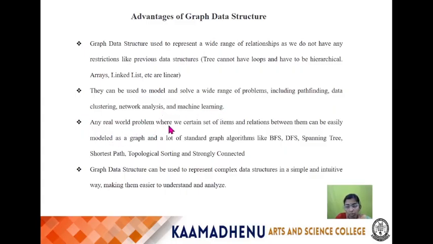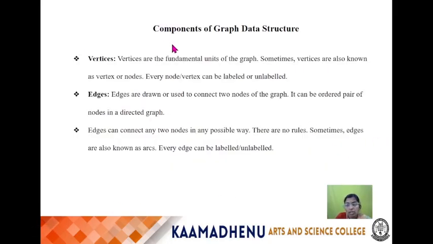Any real world problem where we have a certain set of items and relations between them can be easily modeled as a graph, and a lot of standard graph algorithms like BFS, DFS, spanning tree, shortest path, topological sorting and strongly connected components can be used. Graph data structure can be used to represent complex data structures in a simple and intuitive way, making them easier to understand and analyze.